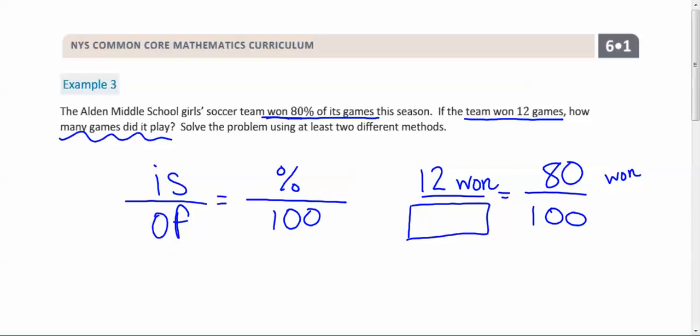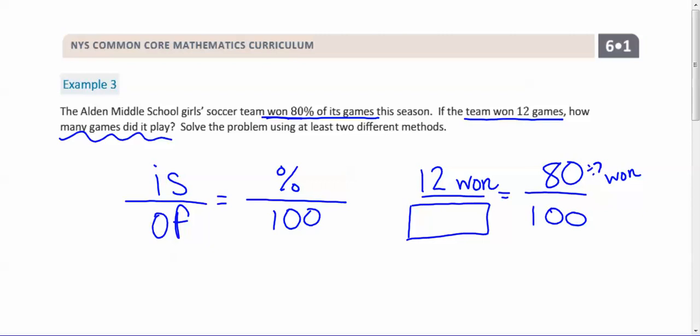All right, let's see if we can get from 80 to 12. Can we do that? No. What are we going to need to do here? Kaylin? Simplify. Very good. We need to take 80 over 100. What's their greatest common factor? The biggest number we can use to get 80 and also use it to get 100. Campbell? 20. Very good. So we're going to divide 80 by 20 and 100 by 20.